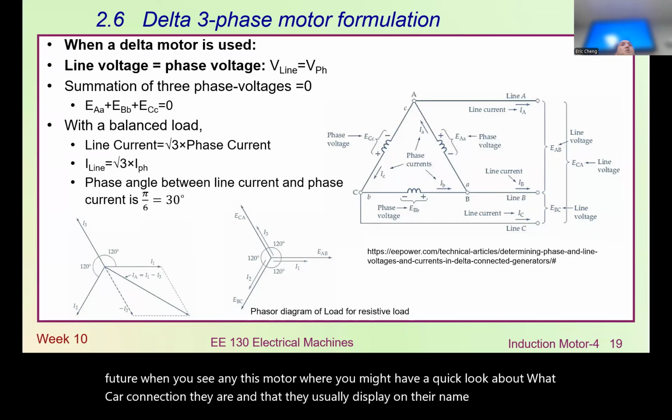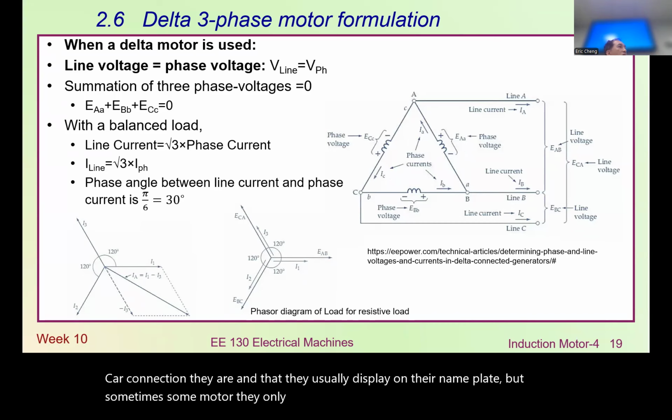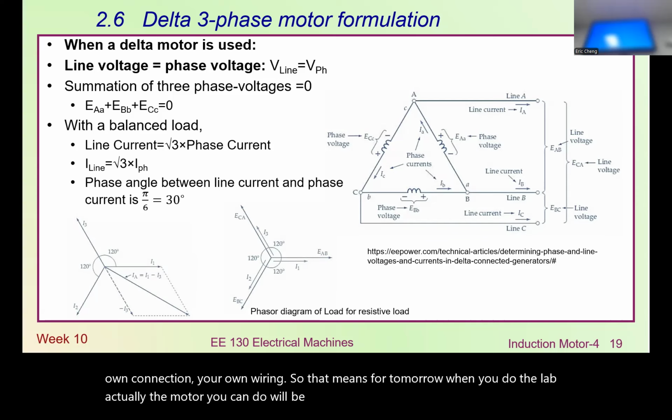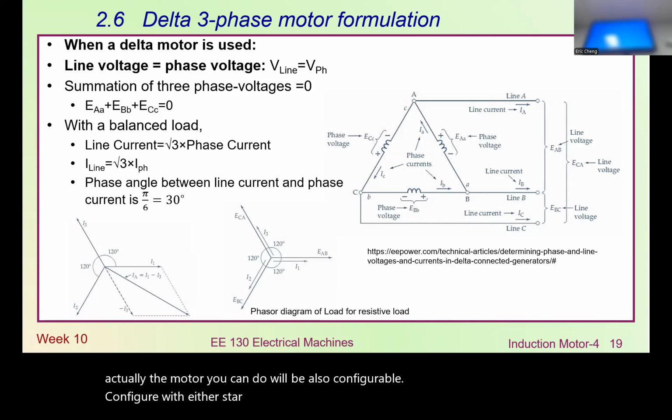But sometimes a motor only provides free winding, so you can do your own connection, your own wiring. That means for tomorrow's lab, the motor will also be configurable. You can configure it with either star connection or delta connection. So let's have a quick look at the delta connection.